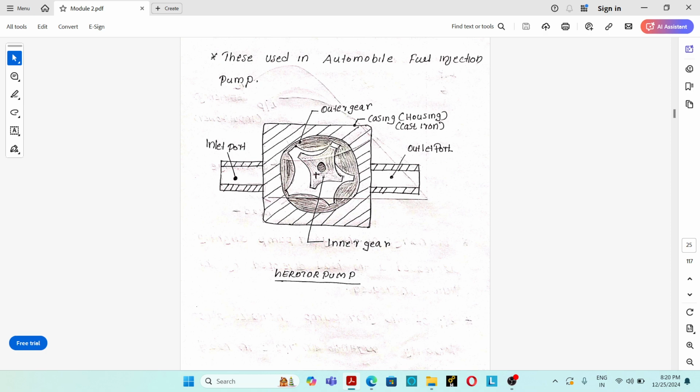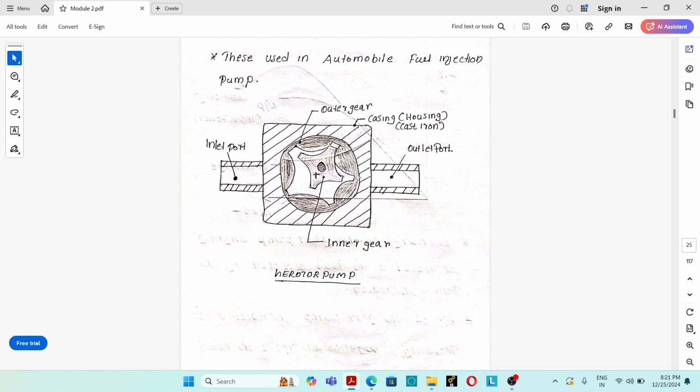The inner gear has n number of teeth. The outer gear has n plus 1 number of teeth. That's an important point in the case of gear rotor pump. The axis of rotation of both gears is different.